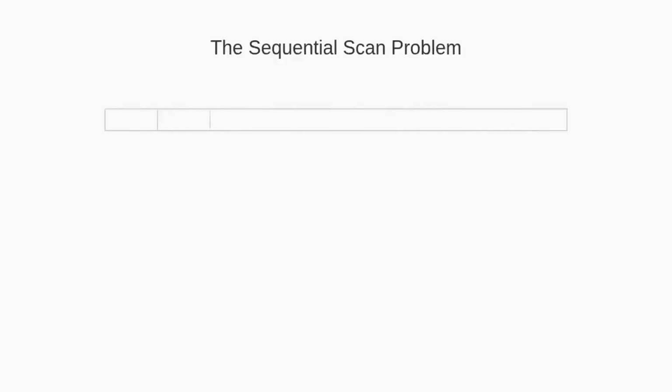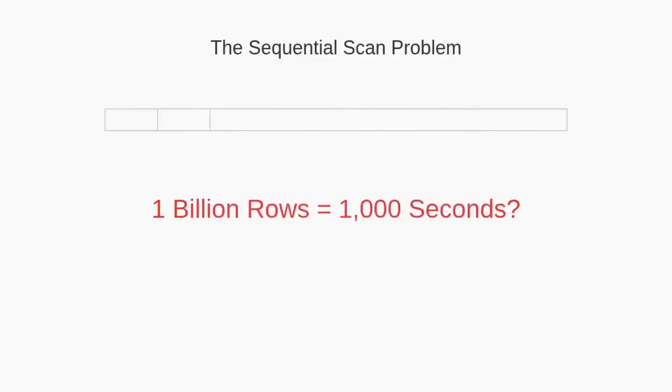This is I/O intensive. Disk access is the slowest part of any computer operation. If your disk can read 1 million rows per second, a query on a billion rows would take 1,000 seconds. That's nearly 17 minutes of waiting just for one search. Indexes solve this by creating a sorted map that allows the database to skip the vast majority of the data.